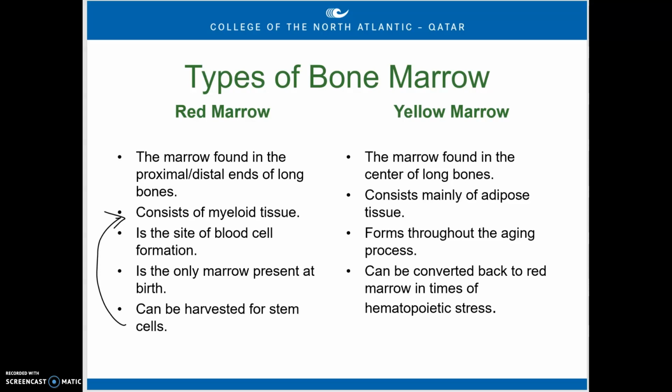Now, speaking of yellow marrow, the yellow marrow is usually found in the center of the long bones, like through the shaft, and it's mostly made up of adipose tissue, like we talked about yesterday, because we use it for storing fat. And it forms throughout the aging process. We store more and more fat, and it can be converted back to red bone marrow. We can switch that tissue back during times of hematopoietic stress, and that just means if there's some type of stress on our circulatory system or our ability to produce blood, then we'll switch our yellow marrow back to red bone marrow so that we've got more potential to produce blood cells.